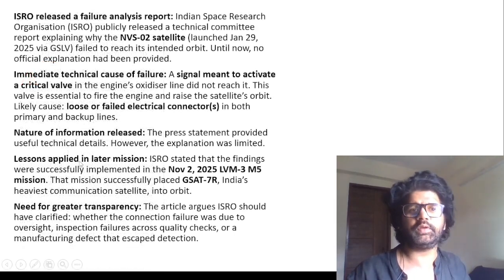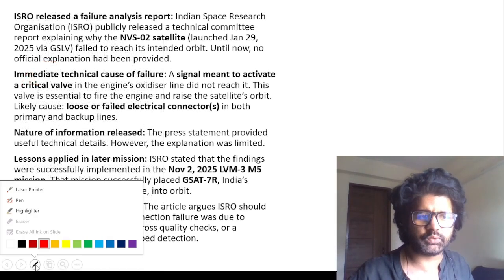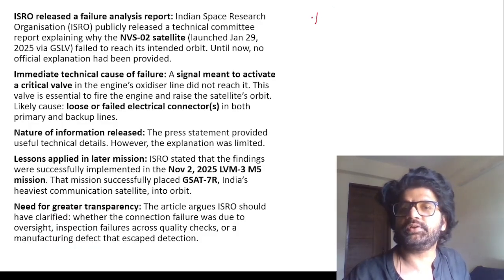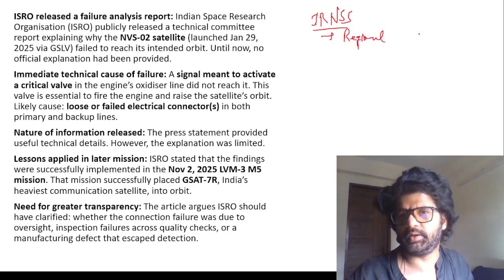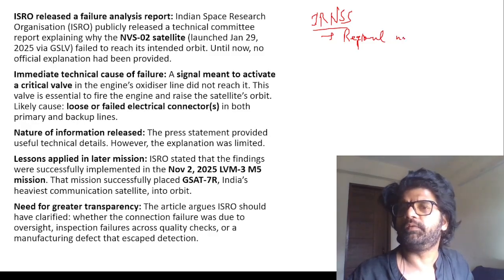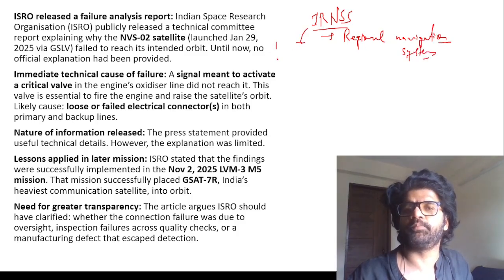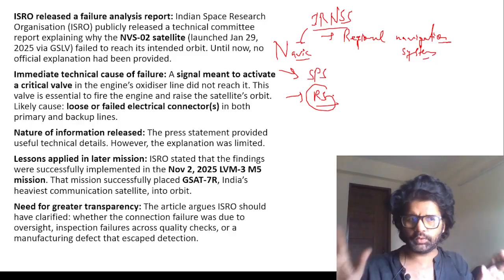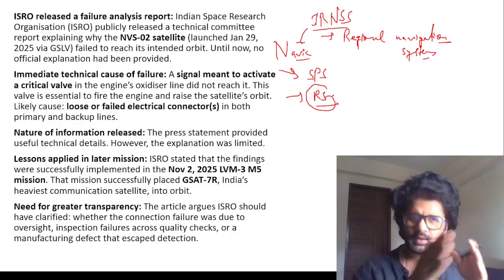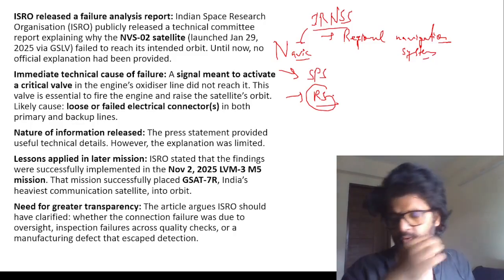Because ISRO had the NVS-02 satellite, NavIC, which was earlier known as IRNSS, the Indian Regional Navigational Satellite System. The US has GPS, then there is GLONASS and others from different countries, and those are global navigation systems covering the whole world. We want a regional navigation system that provides SPS, standard positioning services, and restricted services for the military, around India and 1500 kilometers around the Indian region.